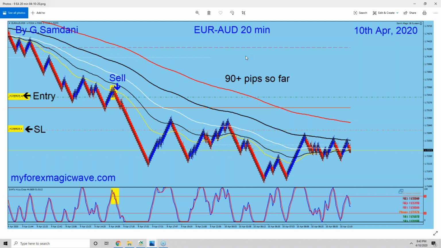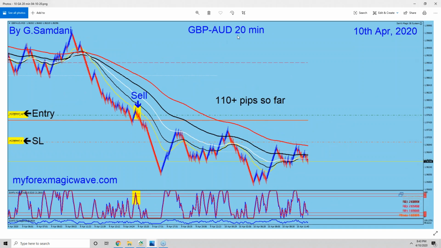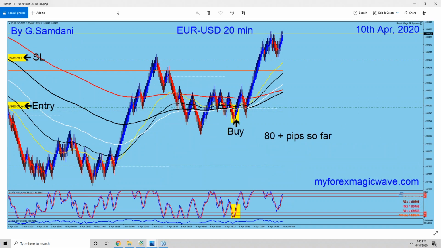Aussie was getting strong. So here's another one, 90 pips Aussie, Euro Aussie, all the way down, and Pound Aussie again, same thing, same way, right? And that's 110 pips here. And then Euro USD, like I said, because of USD weakness, it's supposed to go up.